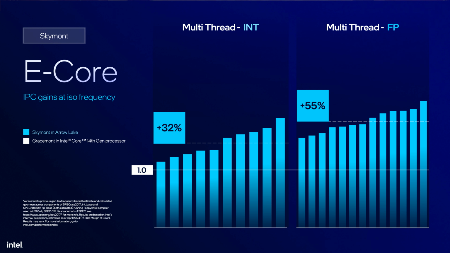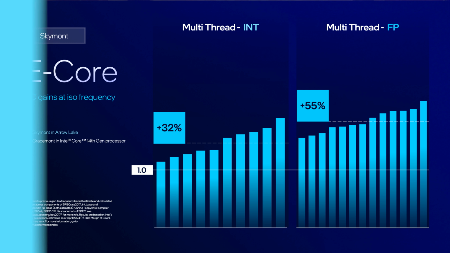So again, 32% on the integer side, floating point side, about 55%. Those are very large IPC gain numbers. Those are huge. Yeah, and we're really, really excited about that. And again, this all comes back to being able to deliver incredible performance, but also save a lot of power.